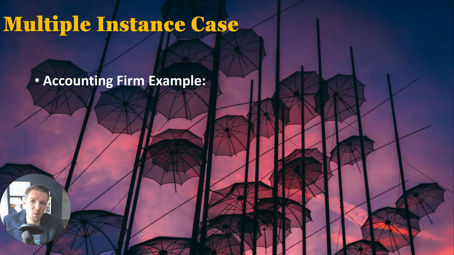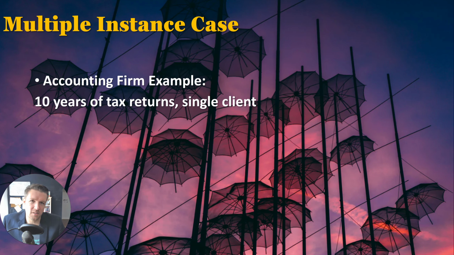All right, now let's get into a multiple instance case scenario. I get this question all the time, so I thought I'd put this in there just to clarify this point. Let's take an accounting firm as an example. I think that's the easiest way to clarify what my position is on this. Let's say you have 10 years of tax returns on your system and it's a single client, so no dependents, no wife, it's not a joint filing, it's just one guy, and all 10 years of that guy's tax returns get stolen by some criminal.